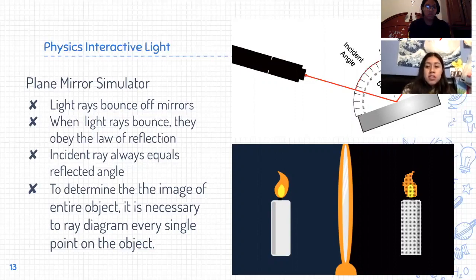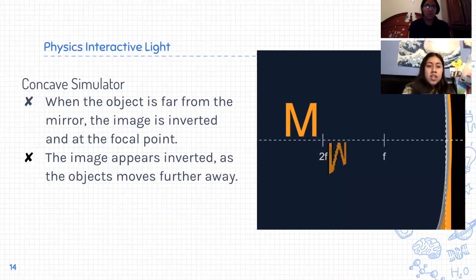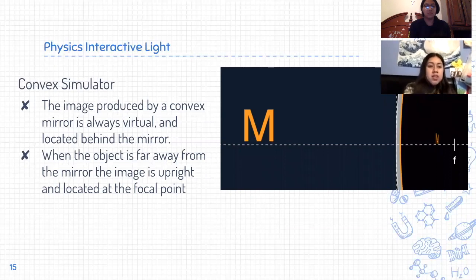In the concave simulator, it showed that when the object is far from the mirror, the image is inverted at the focal point, and the image appears inverted as the object moves further away. For the convex simulator, the image produced by a convex mirror is always virtual and located behind the mirror. When the object is far away from the mirror, the image is upright and located at the focal point.